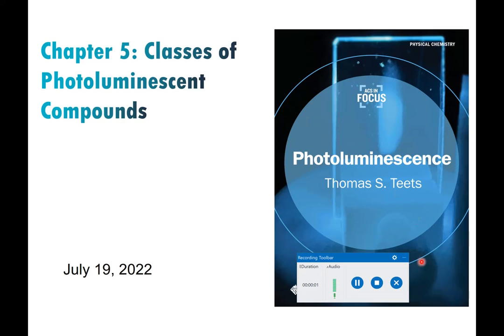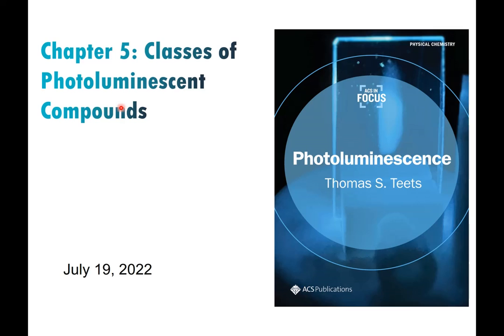All right, so today in the penultimate chapter, we're going to cover classes of photoluminescent compounds. We've gone through a lot of theoretical aspects of photoluminescence, and then a little bit on experimental techniques and how to measure it. Today we're going to dive more into the chemistry and talk about different types of molecules and materials that would exhibit photoluminescence, and a little bit about their structure-property relationships.